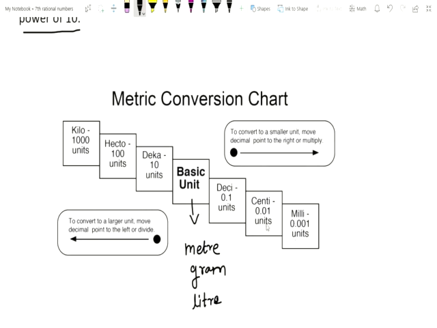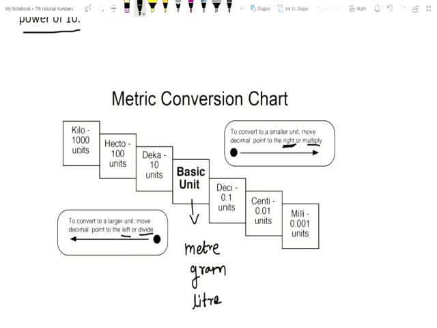Here which is the highest unit? Kilometer is the highest unit. Which is the smaller unit? Millimeter is the smallest unit. So this is the larger unit and this is the smaller unit. So to convert to a smaller unit, move the decimal point to the right side, or we need to multiply. If you are converting to a larger unit, you have to divide, or the decimal point moves to the left side. Keep that in your mind.